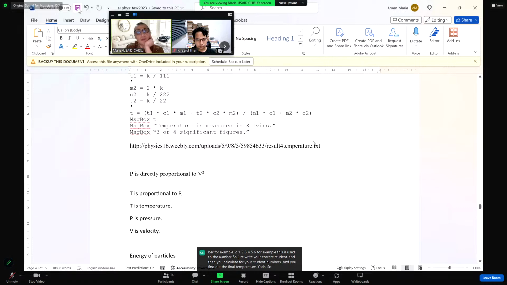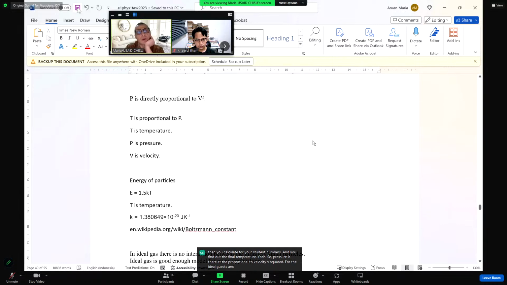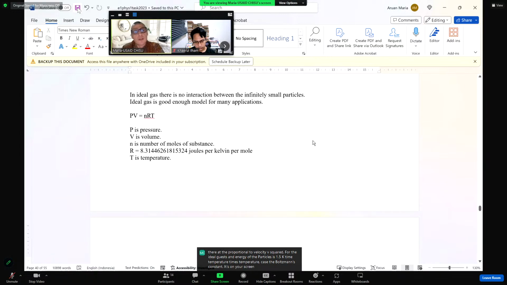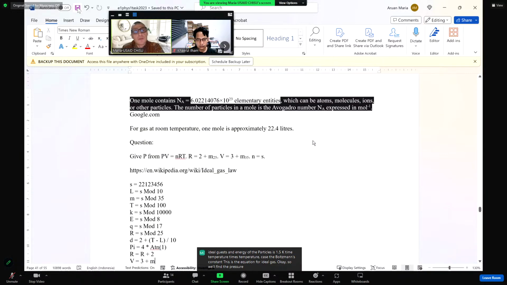So pressure P is directly proportional to velocity v squared for the ideal gas, and energy of the particles is 1.5 K times temperature. K is the Boltzmann's constant. It's on your screen. This is the equation for ideal gas. Okay. So we find the pressure. I give you the code.